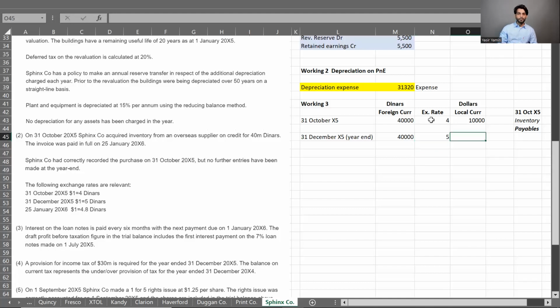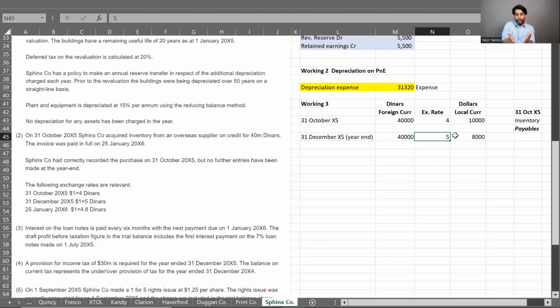We divide. So the same liability on the previous exchange rate used to be 10,000. And now, based on the closing date exchange rate, since this liability has not yet been paid, the liability comes down to only $8,000. So what do you think? Is the exchange rate moving in our favor or against us? Let me know your feedback.